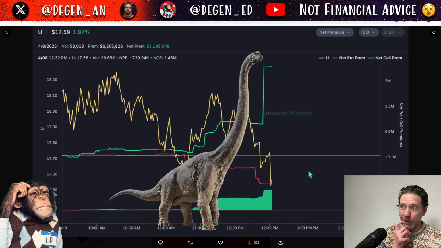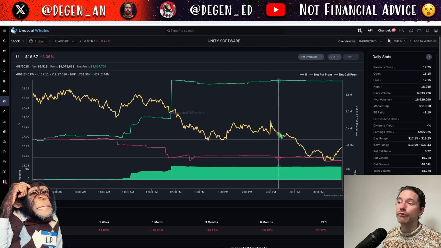But I kind of posted this, wondering if he's looking at these spikes that we saw in Unity Software yesterday, the net call premium going up by about 2.5 million. So it kind of looks like a Brachiosaurus there, with the stock price in yellow being the legs and the neck being the net call premium going up. But let's look over at the Unity Software chart for the entire day.